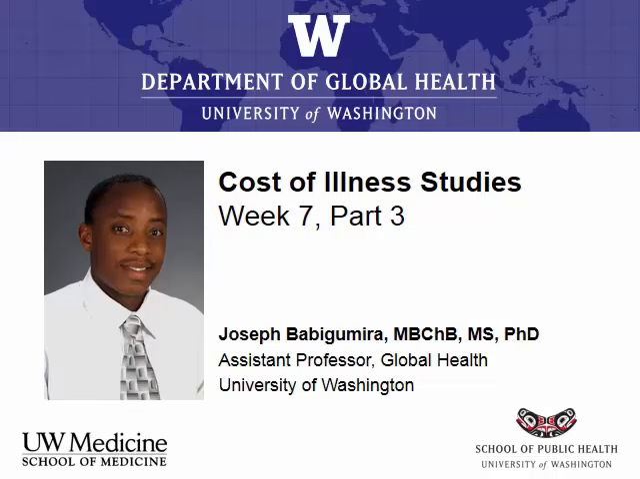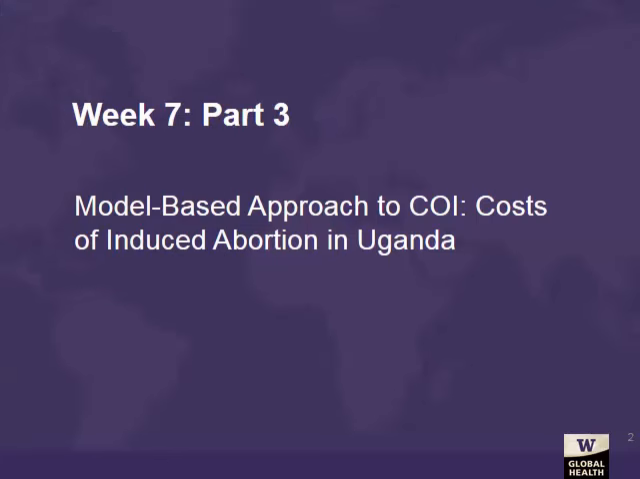So welcome to the third part of week 7, and in this third part we're going to give an example of a model-based cost of illness study. My colleagues and I conducted this study some years back, and it was on the cost of induced abortion in Uganda. And this is a problem in many poor countries because abortion is illegal.